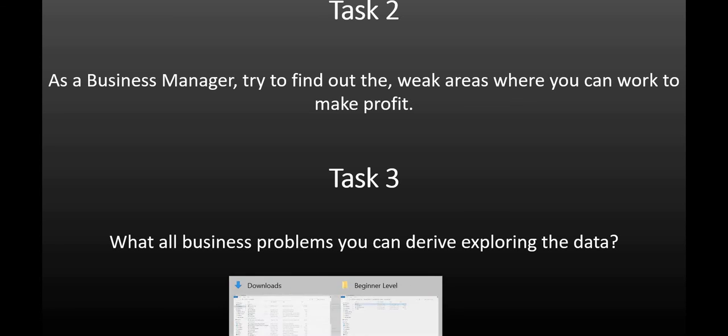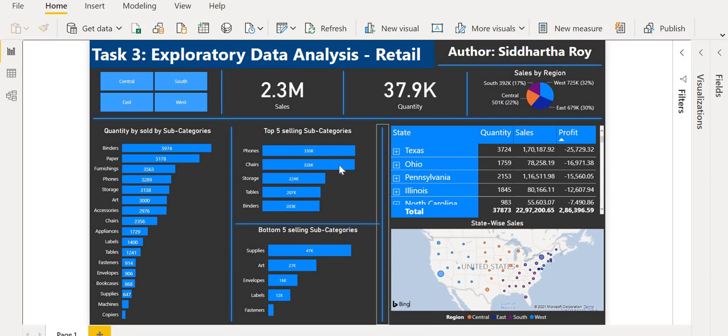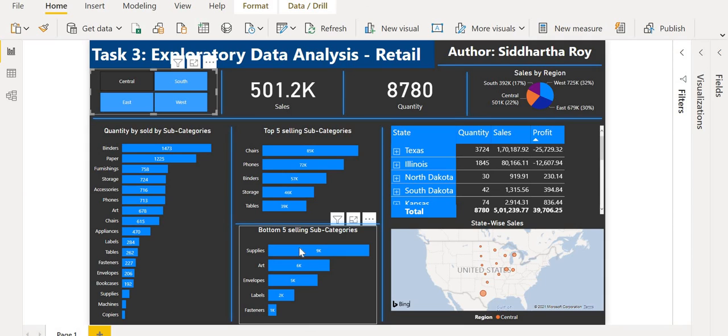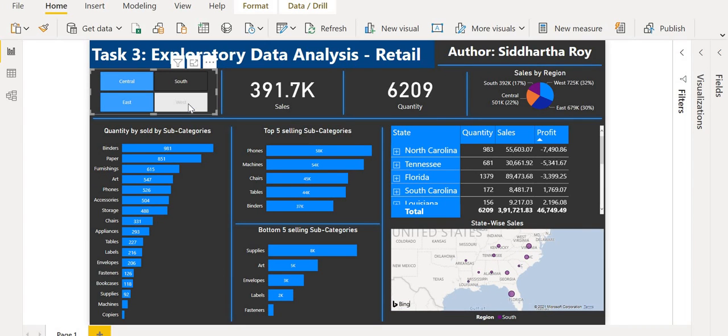Looking at the weak areas, I have put on the bottom 5 selling subcategories. In general, in the whole country of USA, fasteners are not doing well, followed by labels, then envelopes, then art and supplies. If we hover over the regional view, almost the same thing comes up. So these 5 subcategories are exactly not doing well, as we can see.